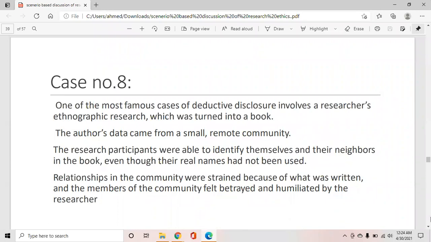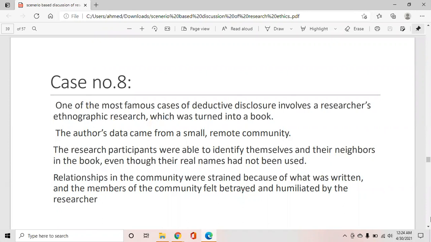Case number 8. One of the most famous cases of deductive closure involves a researcher's ethnographic research, which was turned into a book. The author's data came from a small remote community. The research participants were able to identify themselves and their neighbors in the book, even though their real names had not been used. Relationships in the community were strained because of what was written, and the members of the community felt betrayed and humiliated by the researcher.